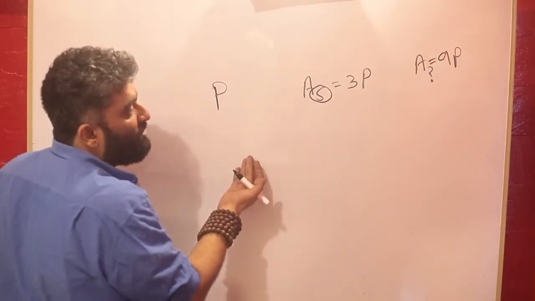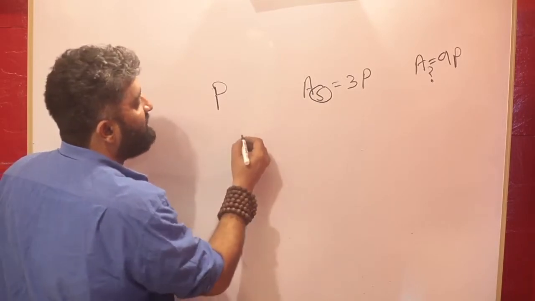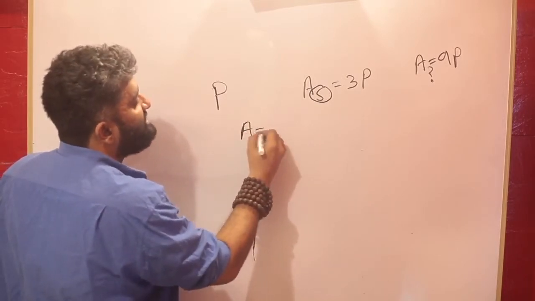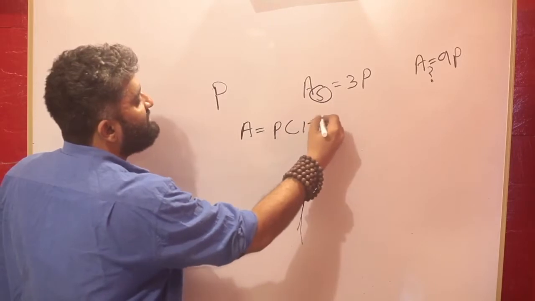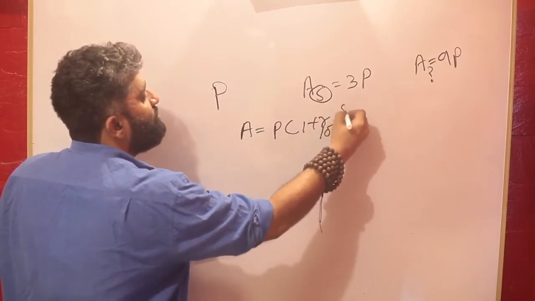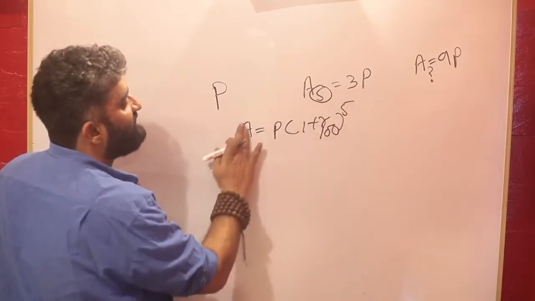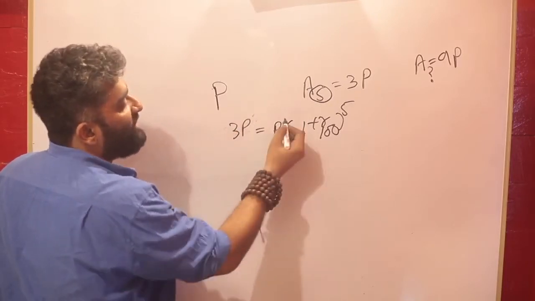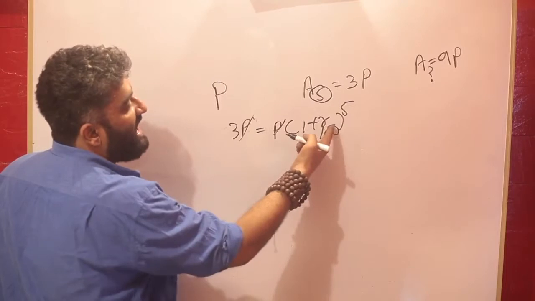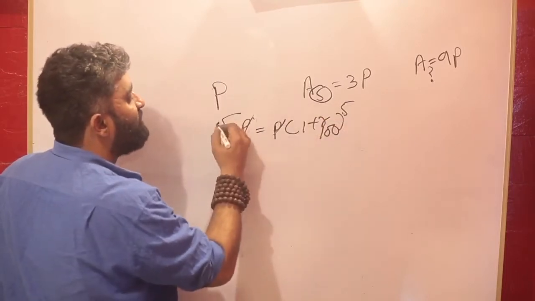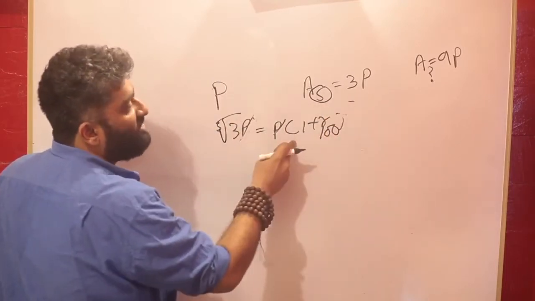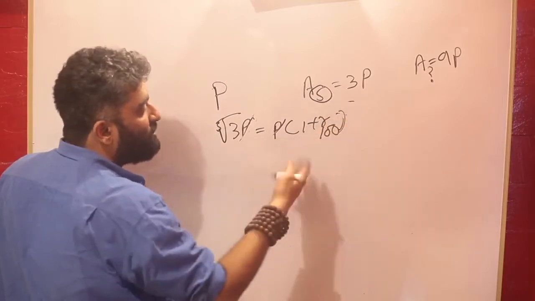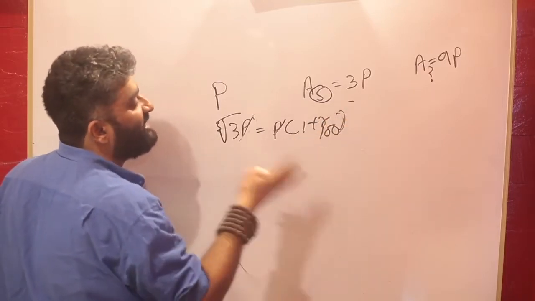So let me try out the formula just to see the problem there. I know amount is equal to P into 1 plus R by 100 raised to 5, because we're talking about 5 years. And instead of amount, I can write 3P. So quickly P and P get cancelled and I have to find the fifth root of 3, and then I get the value of R. That is the way I would normally go if I were not thinking at all.